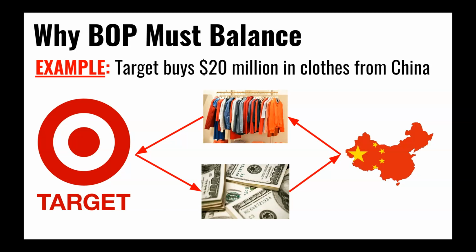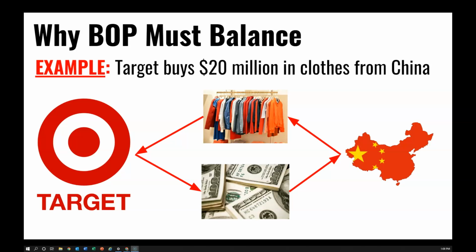Let's give an example. Let's say that Target, based in the United States, chooses to buy $20 million worth of clothing manufactured in China. So Target is going to send money to China, and China will send clothes in exchange. So we see here that there is a trade deficit for the United States because they're importing $20 million worth of goods. But there is then also capital flow from China into the United States.